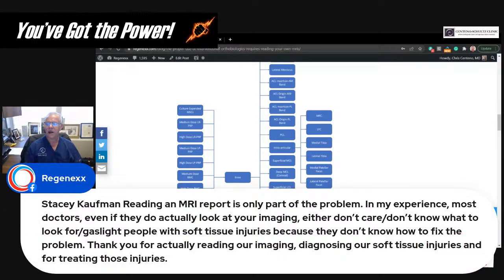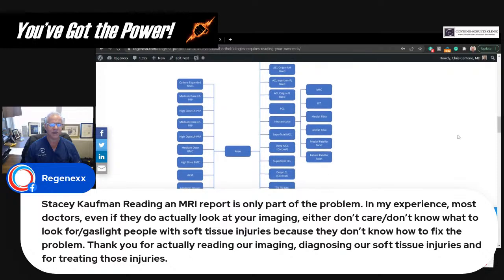Stacy says reading an MRI report is not part of the problem. In my experience, most doctors, even if they do look at your imaging, don't know what to look for, and gaslight people with soft tissue injuries because they don't know how to fix the problem. Yeah, so you're right, Stacy. I think that's another issue. And listen, doctors are like anyone else, right? They think, what's in it for me? Why do I need to learn this? Why should I take this extra time?